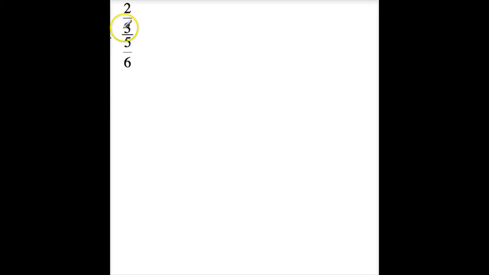So what if I have 2 divided by 3 divided by 5 divided by 6? I can write this as 2 divided by 3 times 6 divided by 5. Now I'm going to simplify, and this is 4/5. I could have done the other way, but it doesn't matter in this case. In this case, it does.